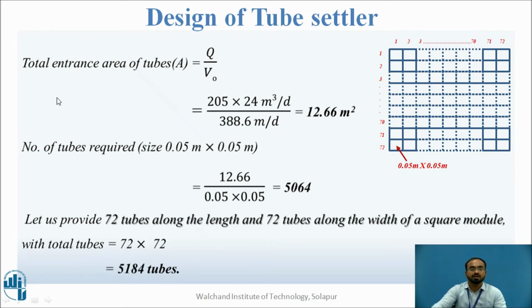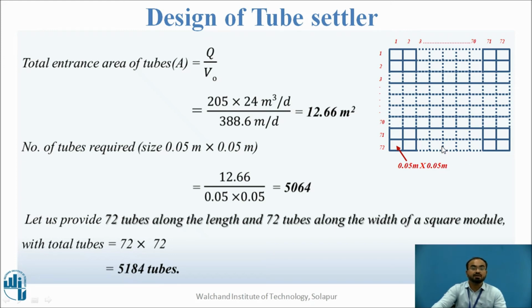As I know V naught and as I know Q, that is my discharge, I can easily calculate the total entrance area of tubes. So that is my capital A. How can I calculate? 205, that is total discharge, multiplied by 24 meter cube per day divided by 388.6 meter per day, which will be coming about 12.66 meter square. So the total area of these tube settlers will be 12.66 meter square.